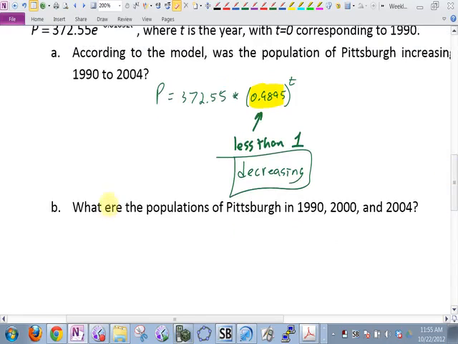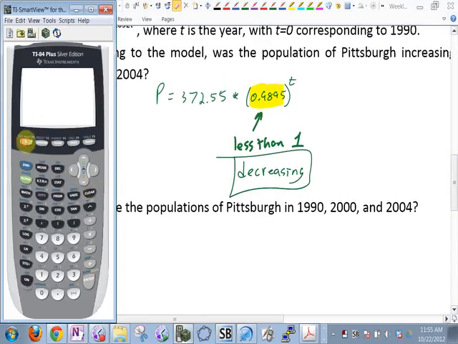What are the populations of Pittsburgh in 1990, 2000, 2004? Here's how I did the problem. I went to y equals, and I plugged that equation in. 372.55 e to the negative 0.01052 x power like that. But I did not use my table because my table can only show me so many decimals. So I actually went back to the home screen.